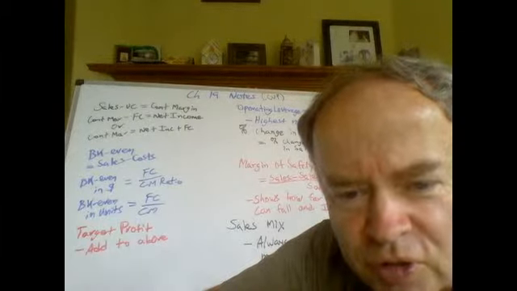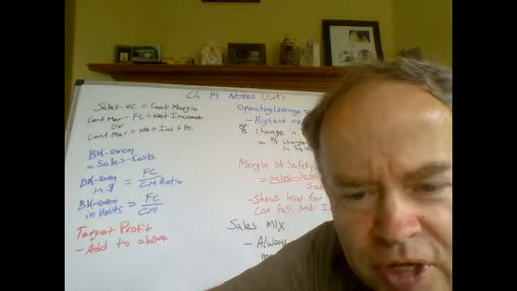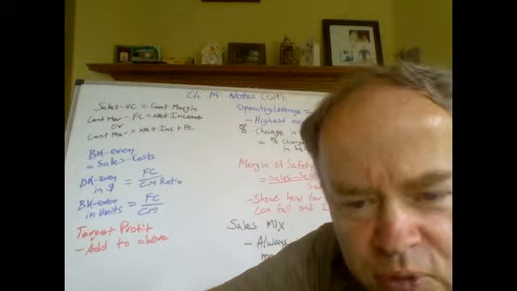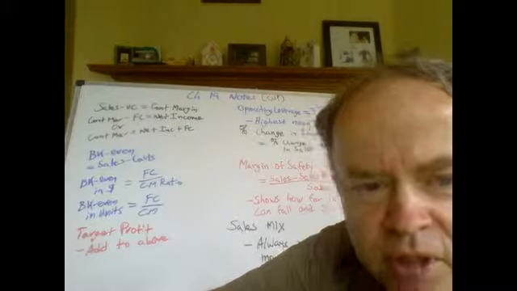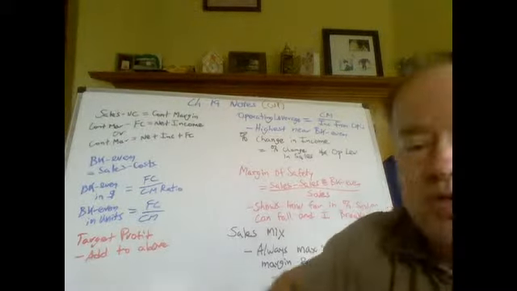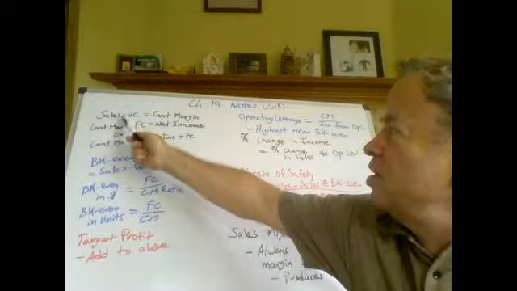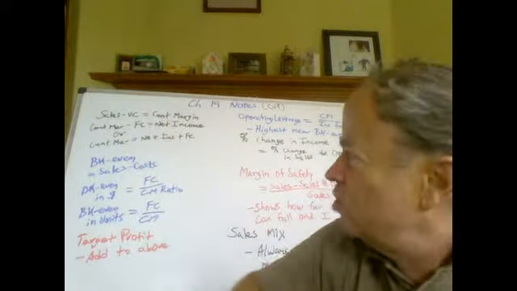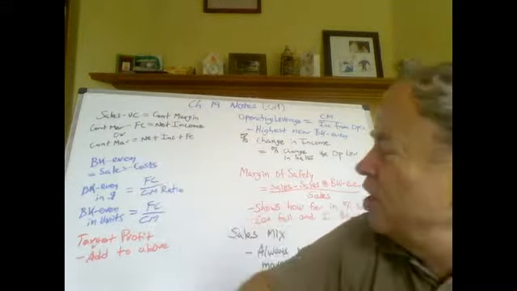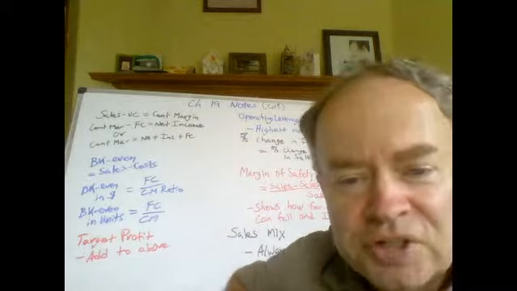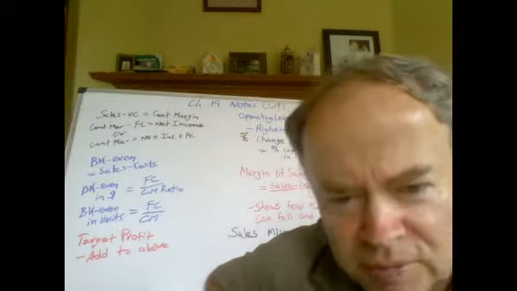Today's video is going to be Chapter 19 Notes on Cost Volume Profit. I'm just going to briefly go over what's important in the chapter so you know what to concentrate on. The first thing is we have a new income statement, the contribution income statement, where sales minus variable cost equals contribution margin, and contribution margin minus fixed cost is net income. Or as I like to say, contribution margin is net income plus fixed cost.